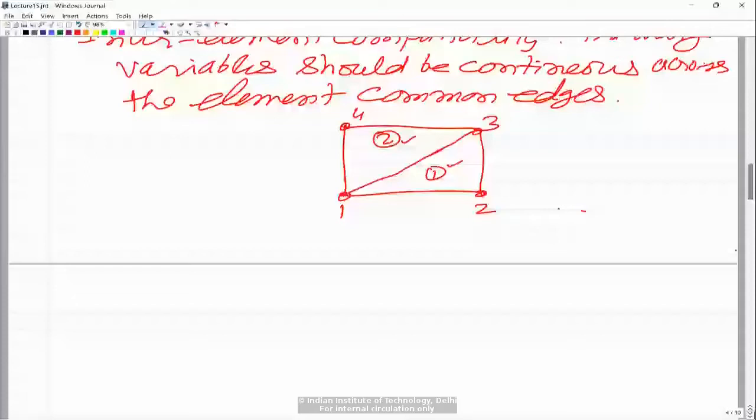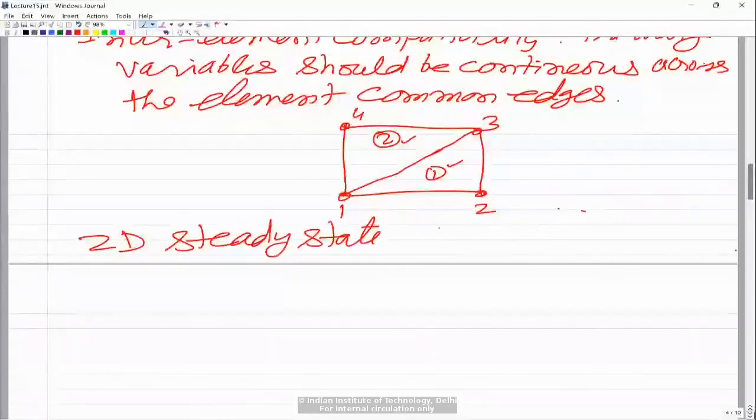So next is this 2D steady state heat conduction problem.